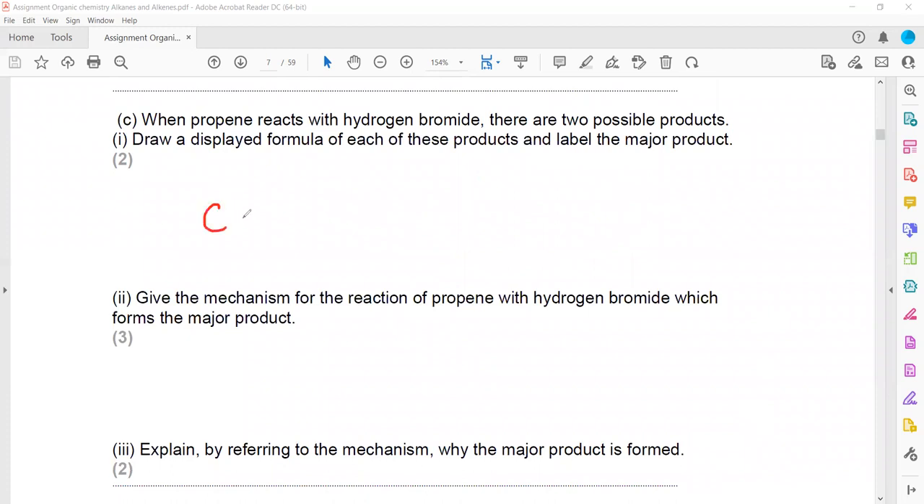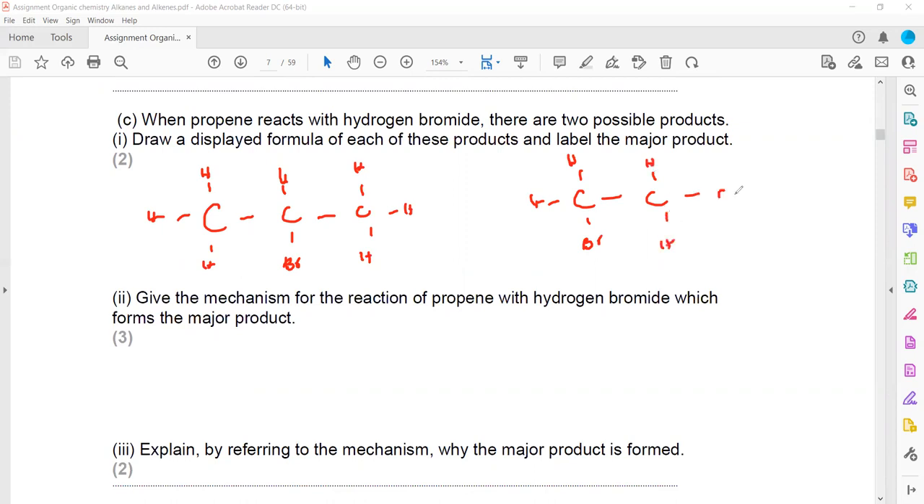If hydrogen attaches to the first carbon, the double bond will break, and bromine goes to the second, so it will be 2-bromopropane. And if hydrogen attaches to the second carbon and bromine to the first, then it will be 1-bromopropane. Now, which one will be the major product? How do we identify which is the major product?